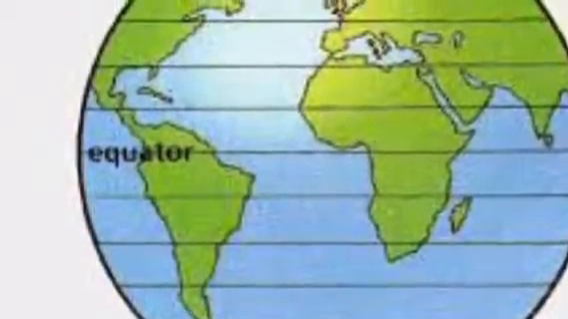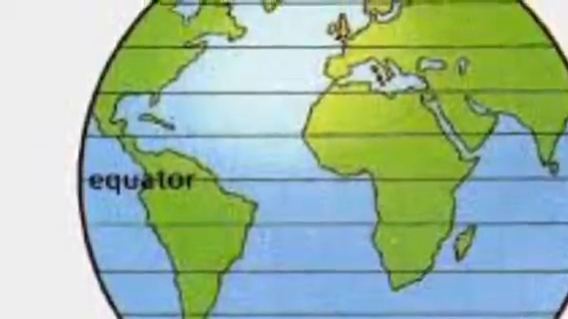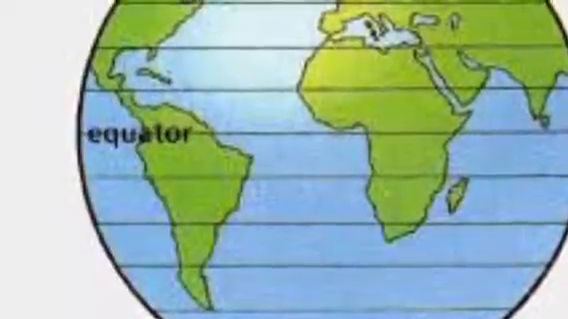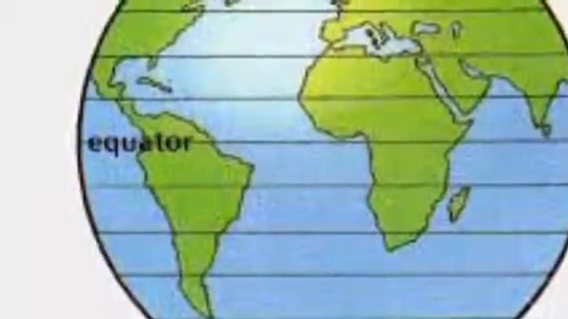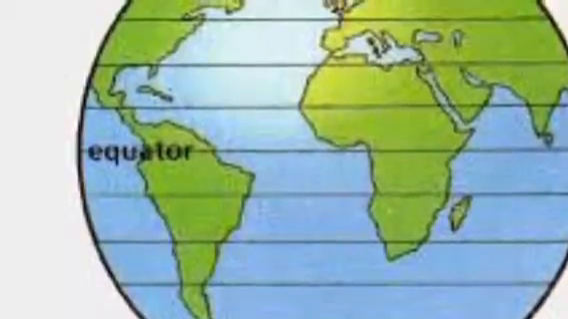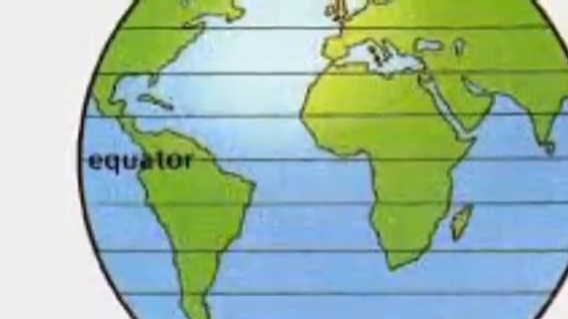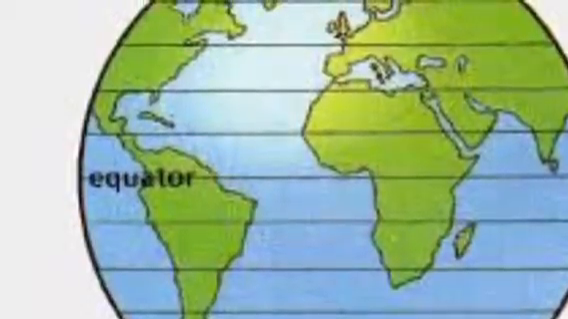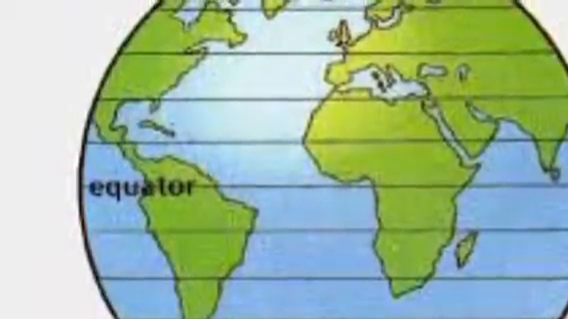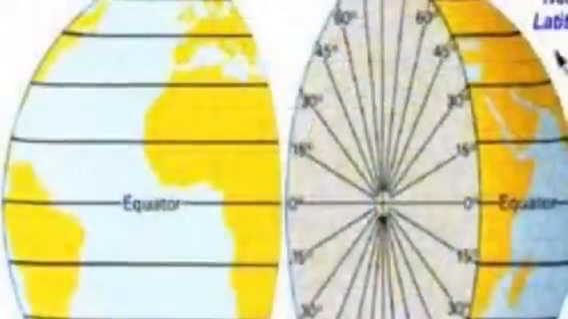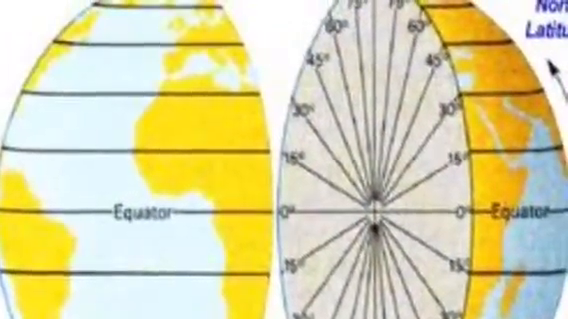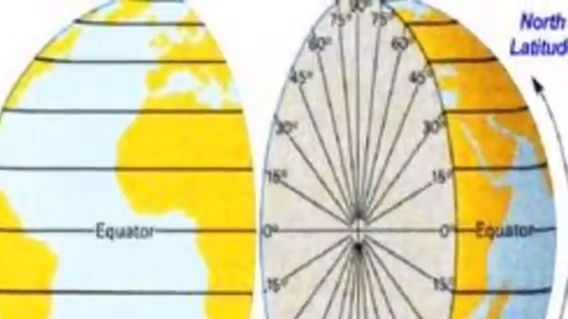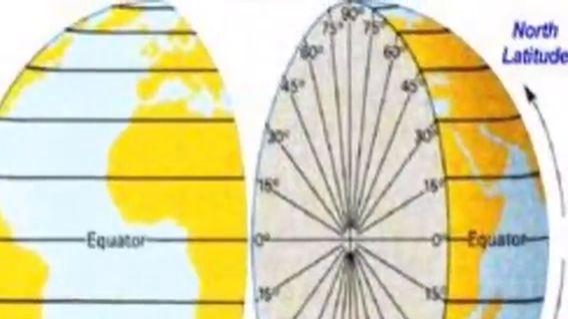Latitude is the angular distance measured in degrees. It tells how far from the equator any place happens to be. North or south from the equator, wherever a place may be. Latitude gives the angular distance scientifically.